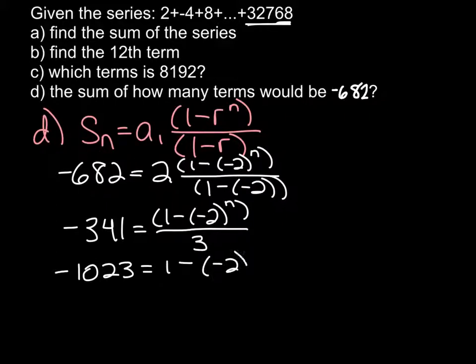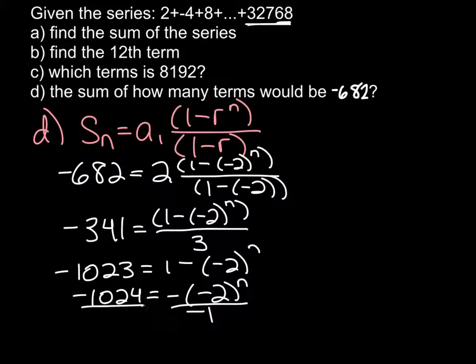Then I'm going to subtract the 1 to the other side, so that's going to give me a negative 1024 equals negative 2 to the n power. Now I can't get rid of the negative 2 inside the parentheses, but I can divide by negative 1 on both sides and get that positive 1024 equals negative 2 to the n.